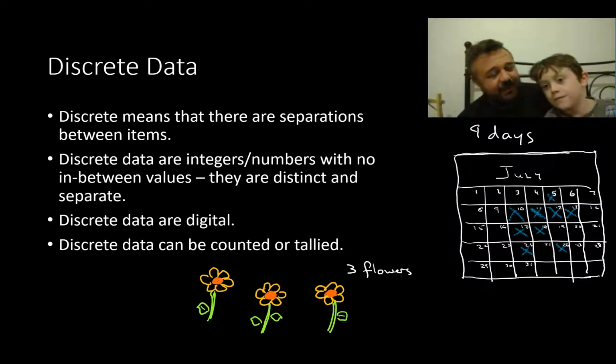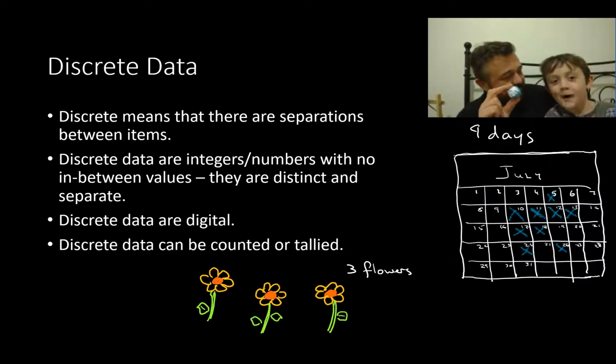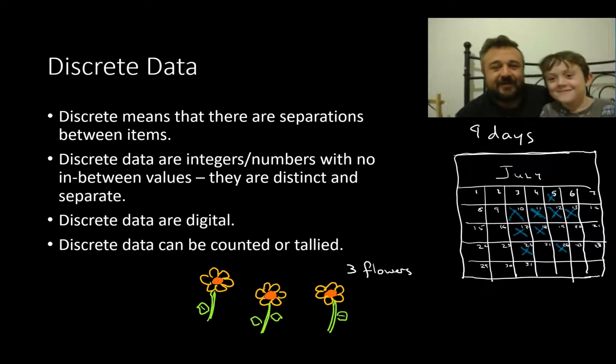data. Maxi, how many Bakugan do you have? 1. That's a count, isn't it? Yes. That's discrete data. Good boy. Have your Bakugan back.